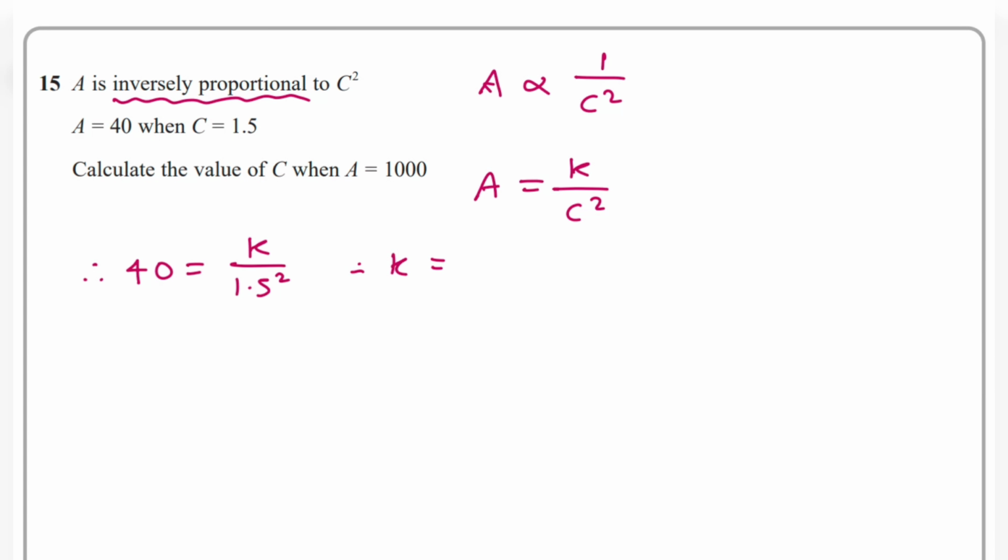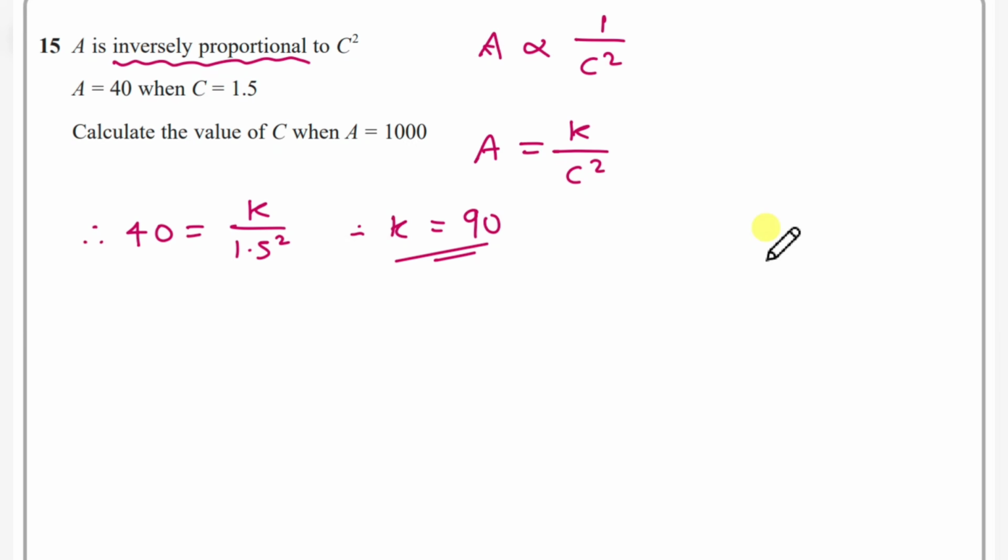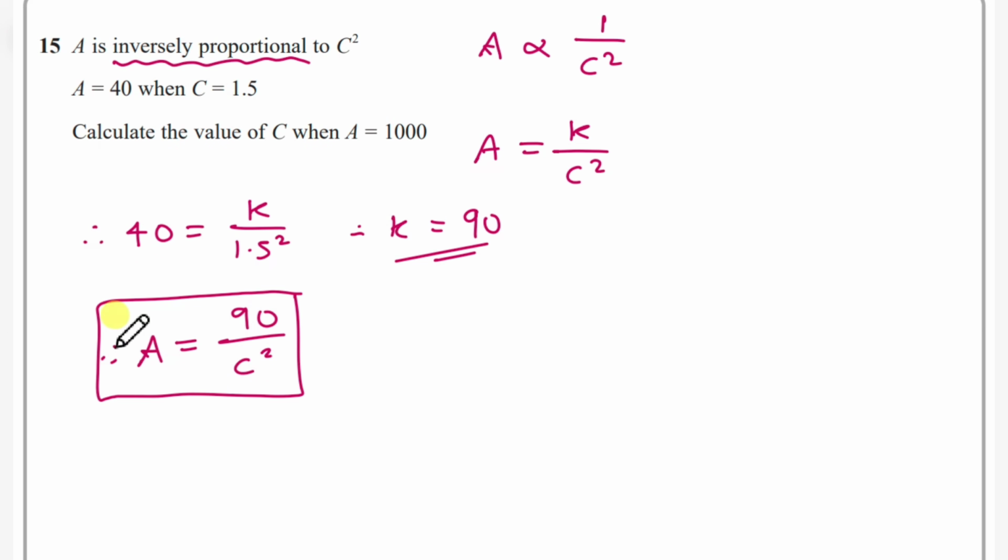And that should give us 90. Remember, 40 times 1.5 squared, yeah? And now, because we know what k is, we can plug it back into this equation. So now we know that our equation is therefore a equals 90 over c squared. This is the main equation. This is the inverse equation that they want.